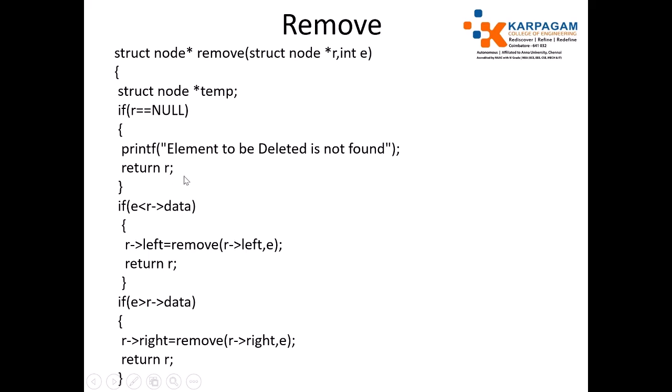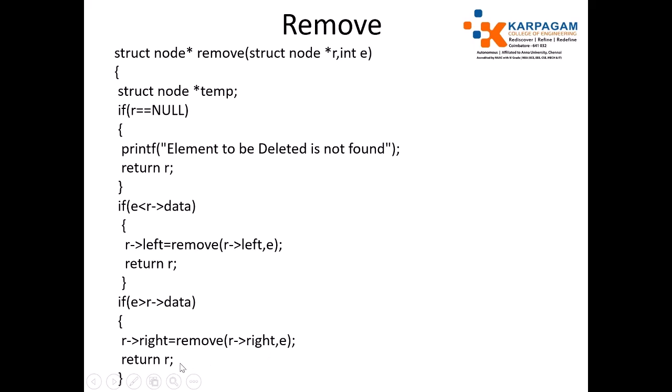If the element to be deleted is less than the root node, you have to move to the left side. Just move left by calling remove with root node left and the element to be deleted, and return it. If the element to be deleted is greater than the root node, move to the right side by calling the remove function with the right subtree address and the element to be deleted, and return it.